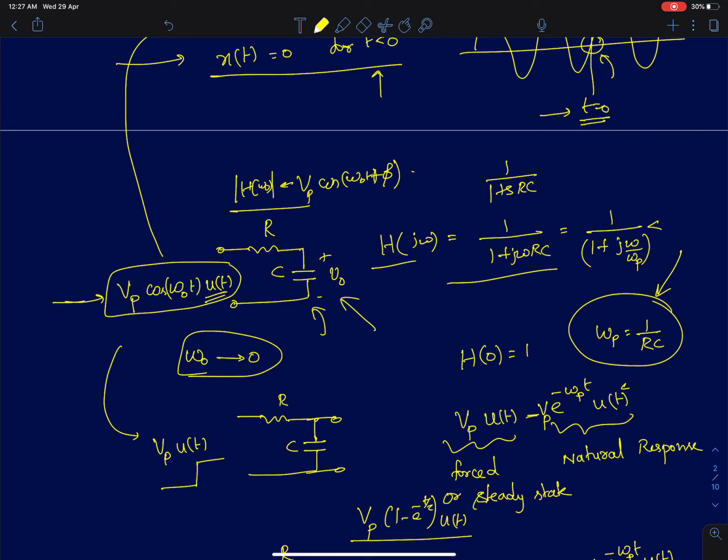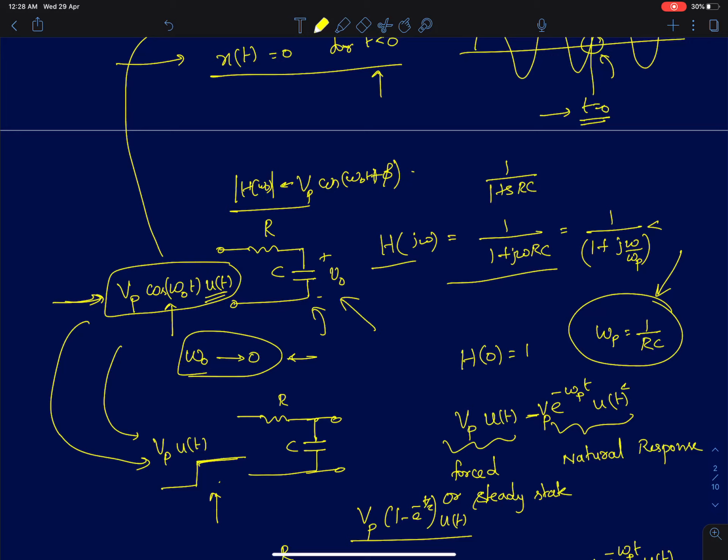So to solve this problem, I'll solve a problem which we are well aware of. I'll take the special case when your omega naught tends to 0. If your omega naught is 0, then for any value of time, cos omega naught t will be 1 always. So this cosine, the sinusoid, reduces to a zero frequency sinusoid. That's nothing but a step function.